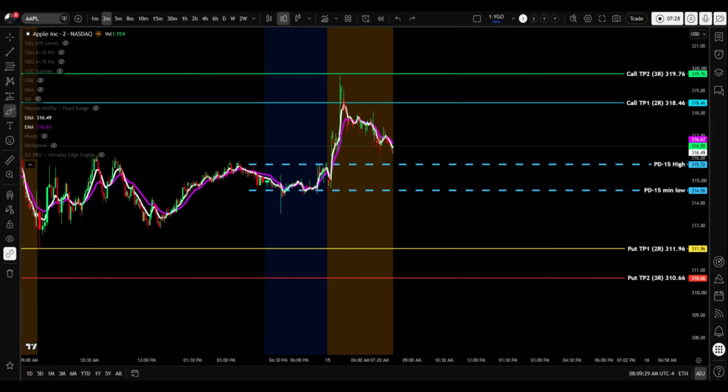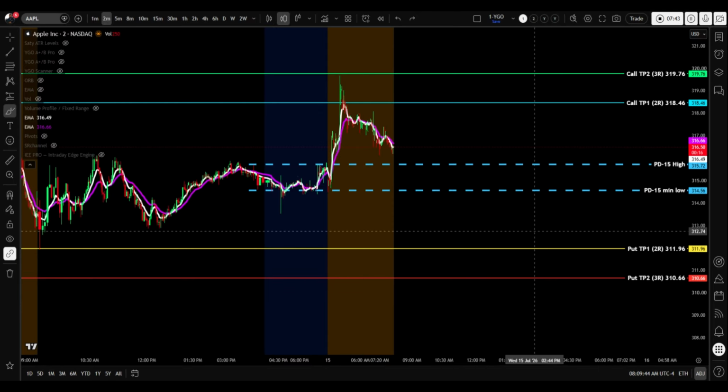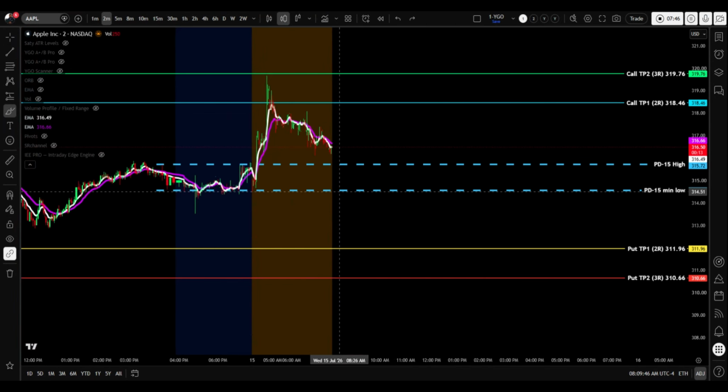Then I need volume. My checklist is simple: open range, displacement, retest, confirmation, volume. It's one, two, three, four, five real pieces of the strategy. If one piece is missing, I don't force the trade. If there's not a trade, I don't force it. I make the market tell me what it wants to do. So for calls, let me reiterate.